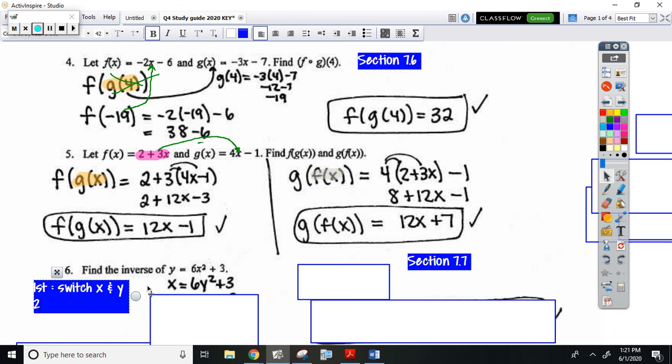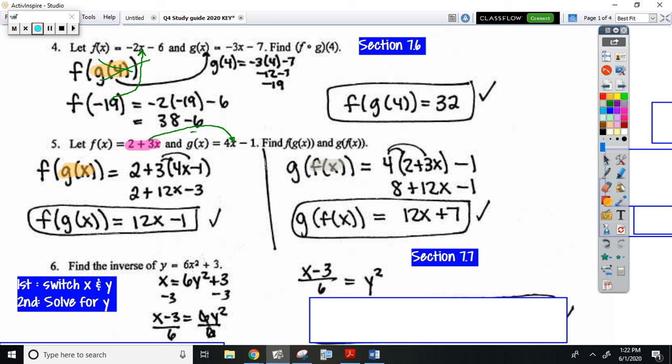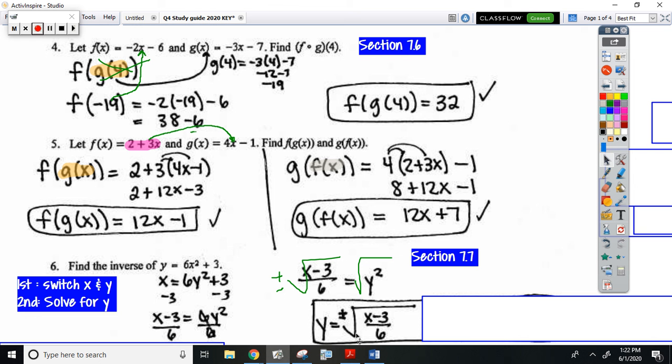And then our second step, we're going to solve for y using inverse operations. So the first thing we would need to do is undo addition of 3 with subtraction of 3. We then need to undo multiplication of 6 with division of 6, which will get me y squared equals x minus 3 over 6. And then our last step is to square root. Now, when we add in that square root symbol, remember we should put in a positive and a negative symbol. So we should have plus or minus a big square root of x minus 3 over 6.